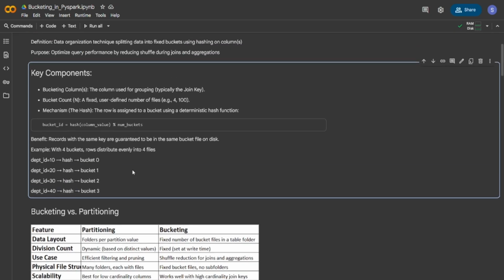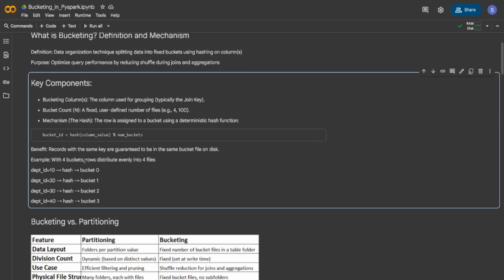So let's discuss how bucketing works. The precise and deterministic mechanism of bucketing relies on the hashing algorithm used by Spark and a modulo operation. Fixed bucket count denotes the total number of buckets. This value will determine the number of physical files created. Spark applies a deterministic hashing function like Murmur Hash 3 to the values in the designated bucketing columns. Crucially, the same input value always produces the same hash value. Then the resulting hash value is subjected to a modulo operator with the total number of buckets.